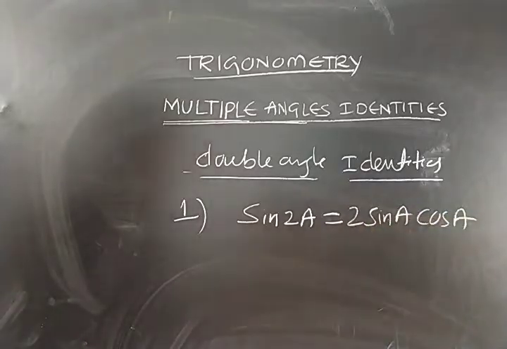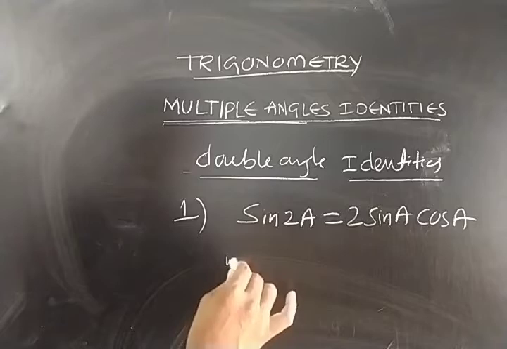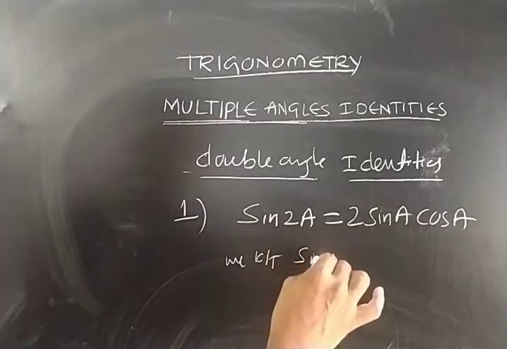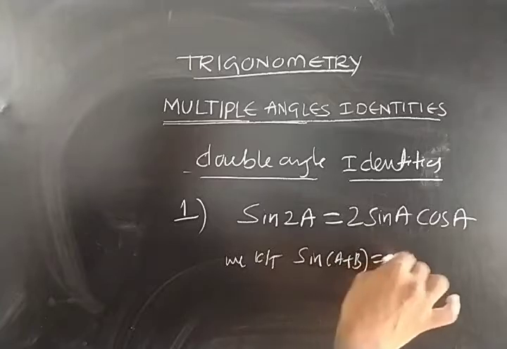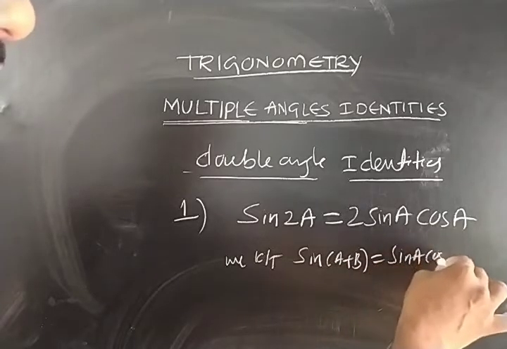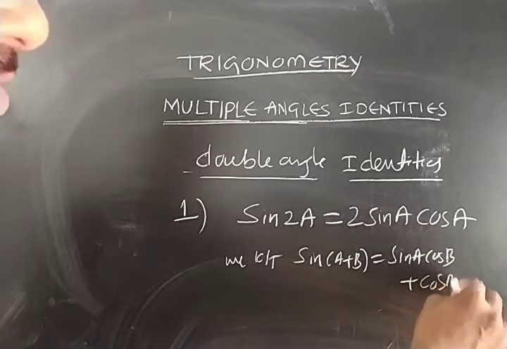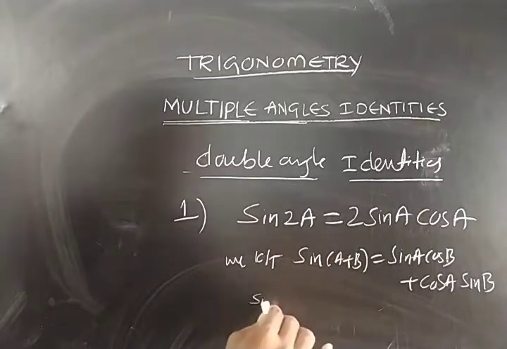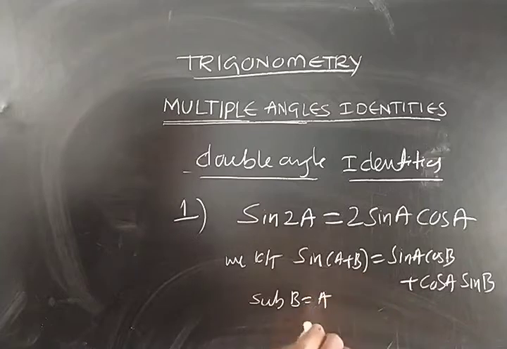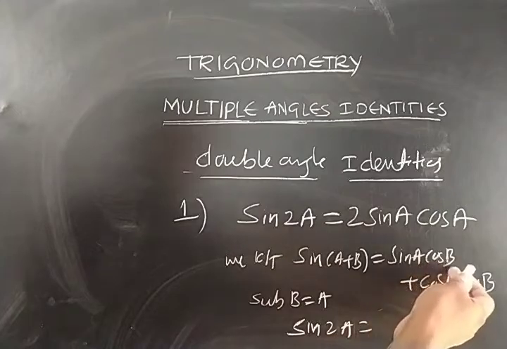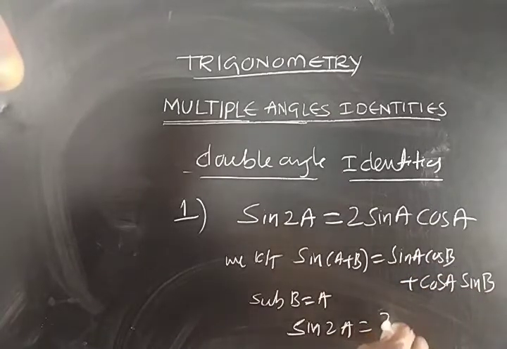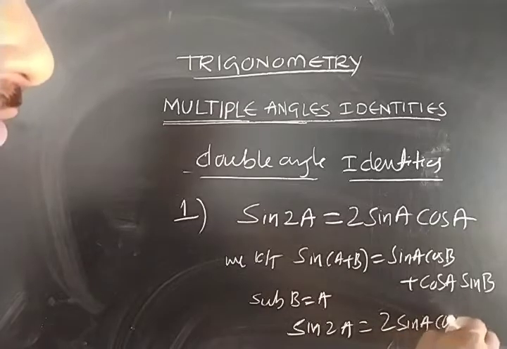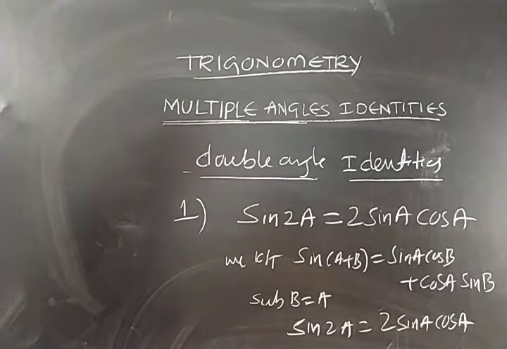So we have to derive this formula. Already we discussed it in the previous class. We know the sin(A+B) formula: sin A cos B plus cos A sin B. In place of B, I am substituting A. Substitute B equal to A. Left hand side you will automatically get sin 2A, and right hand side sin A cos A plus cos A sin A. It will be 2 sin A cos A. So this is the formula of sin 2A, the first double angle identity.